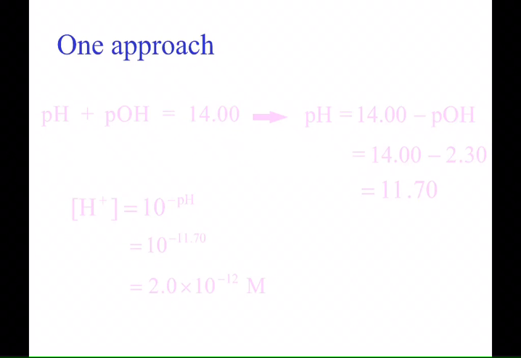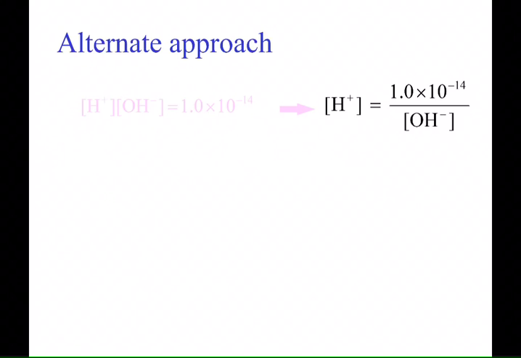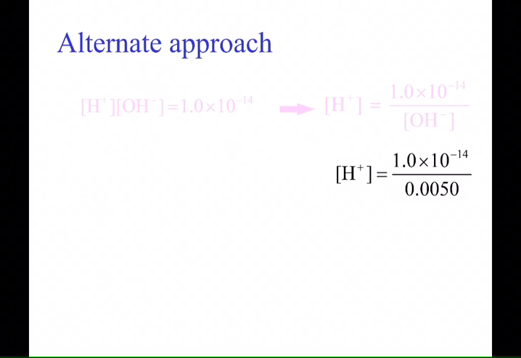The other approach would look like this. If instead of going for the pH, we went for the hydrogen ion concentration, we would recognize that your hydrogen ion concentration times your hydroxide ion concentration in dilute aqueous solutions is 1.0 times 10 to the minus 14 at 25 Celsius. Rearranging for the hydrogen ion, it's that Kw, which is 1.0 times 10 to the minus 14, divided by your hydroxide ion, which we knew was 0.0050 moles per liter. So your hydrogen ion would be equal to 1.0 times 10 to the minus 14 divided by the molar concentration for hydroxide ion, 0.0050.